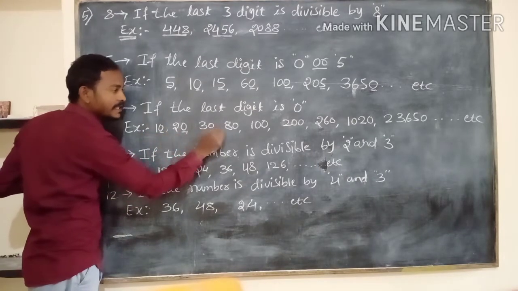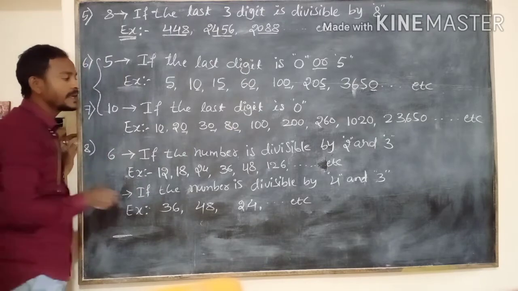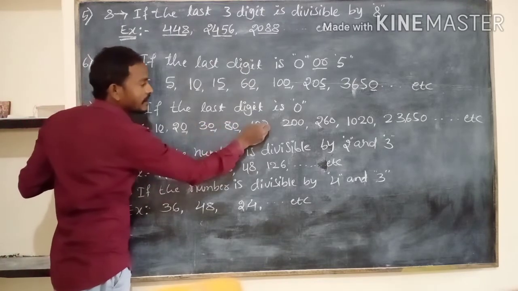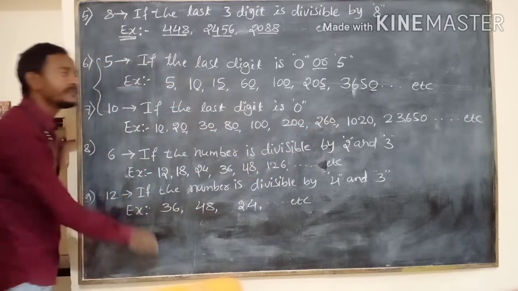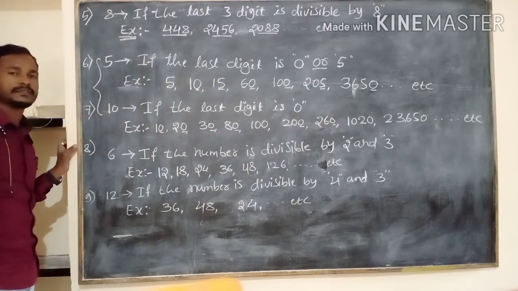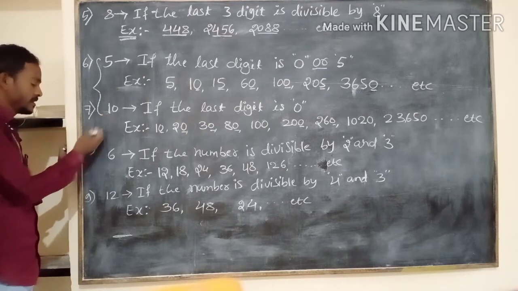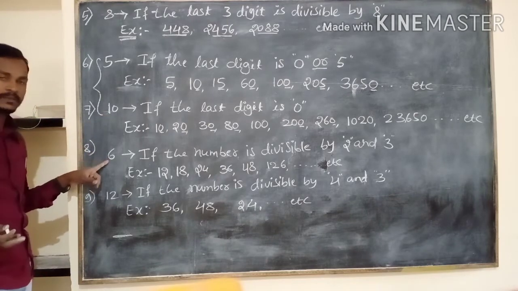If the unit place is 0, then the total number is completely divisible by 10. This is the rule for 10. The next one is the divisibility test for 6.